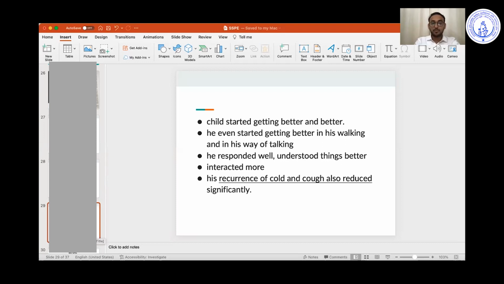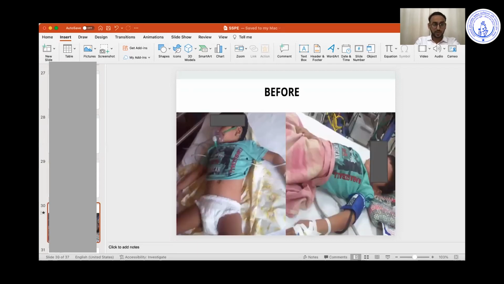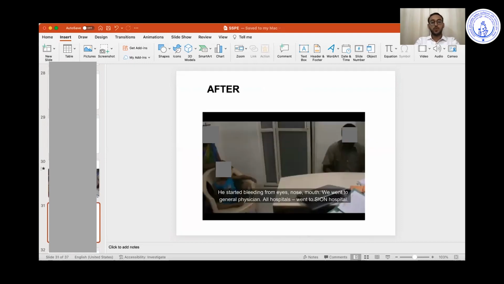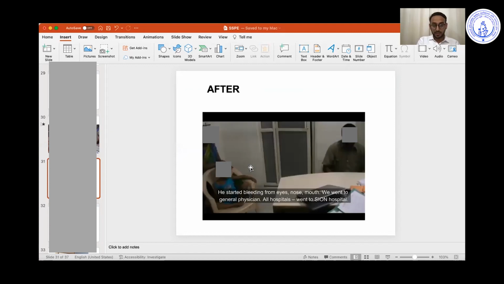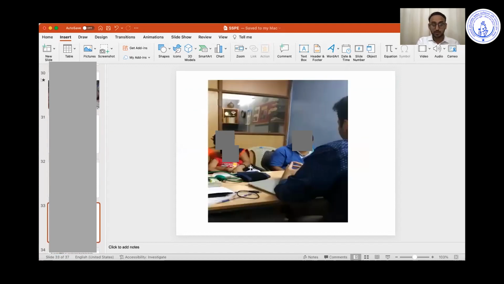The child started getting better and better. His recurrent cough and cold also improved. We are still treating this child for other complaints, but he was definitely out of hospital within 6 days of being admitted. As you can see in the pictures, before, this was the time where he was given just 2 days to survive, with bleeding from eyes, nose, and mouth. And after, you can see this clinic of Dr. Gaurang, where the child has come to visit us, and he was happily playing. And as you can see in the video, this is another clinic of Dr. Gaurang, where you can see the child in front of us.